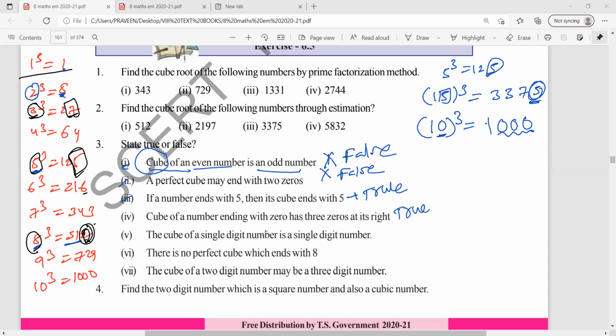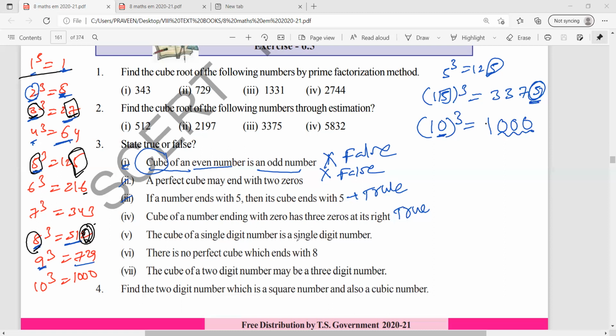Next, the cube of a single digit number is a single digit. It is not correct, right? Because 1 cube is a single digit. I got a single digit. 2 is a single digit number, and 2 cube is 8, a single digit. But 3 is a single digit number, and I got two digits. It is not right. 4 is a single digit, but I got a two digit number. Similarly, you can take 9, a single digit number, and I got a three digit number. It is not a correct way.